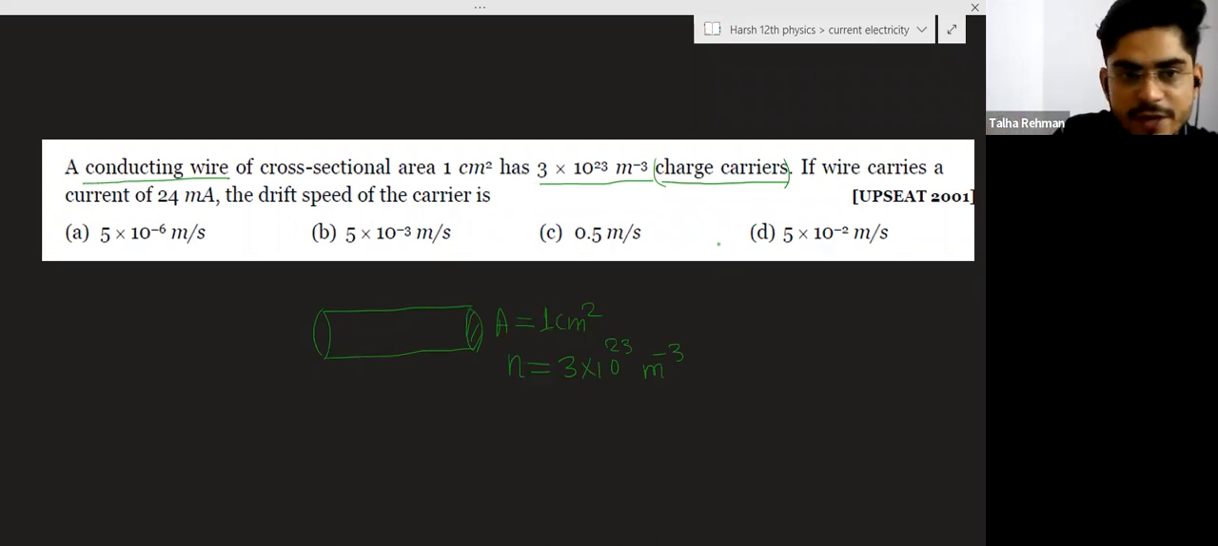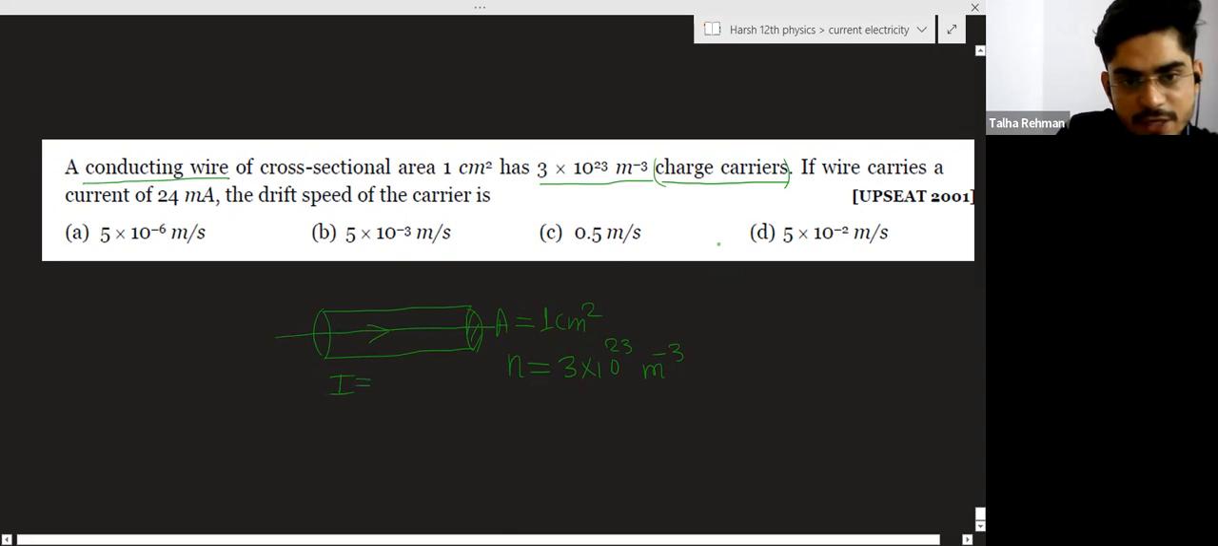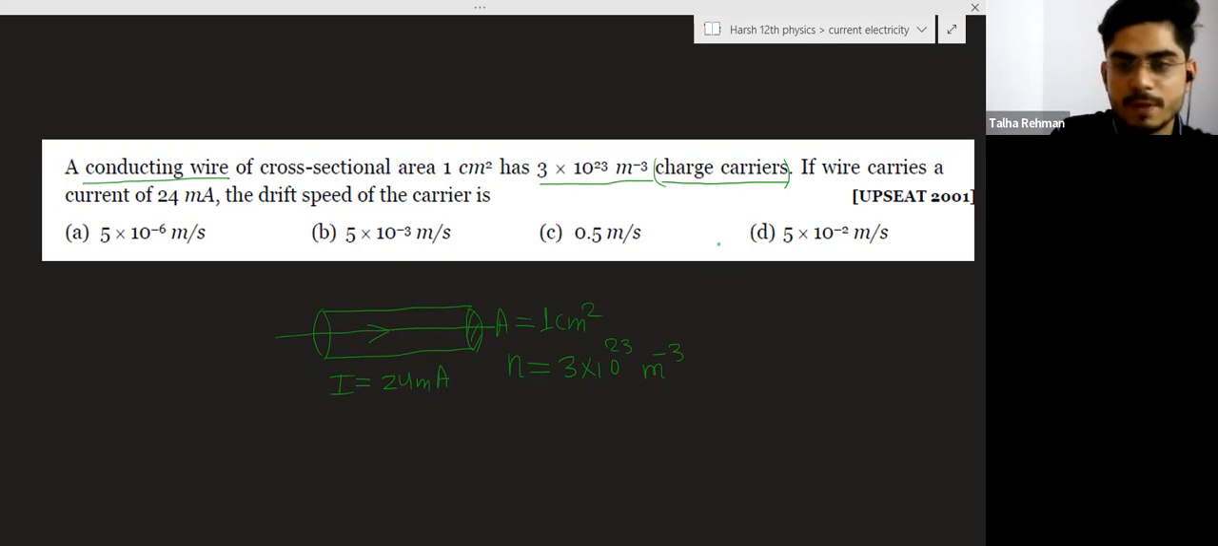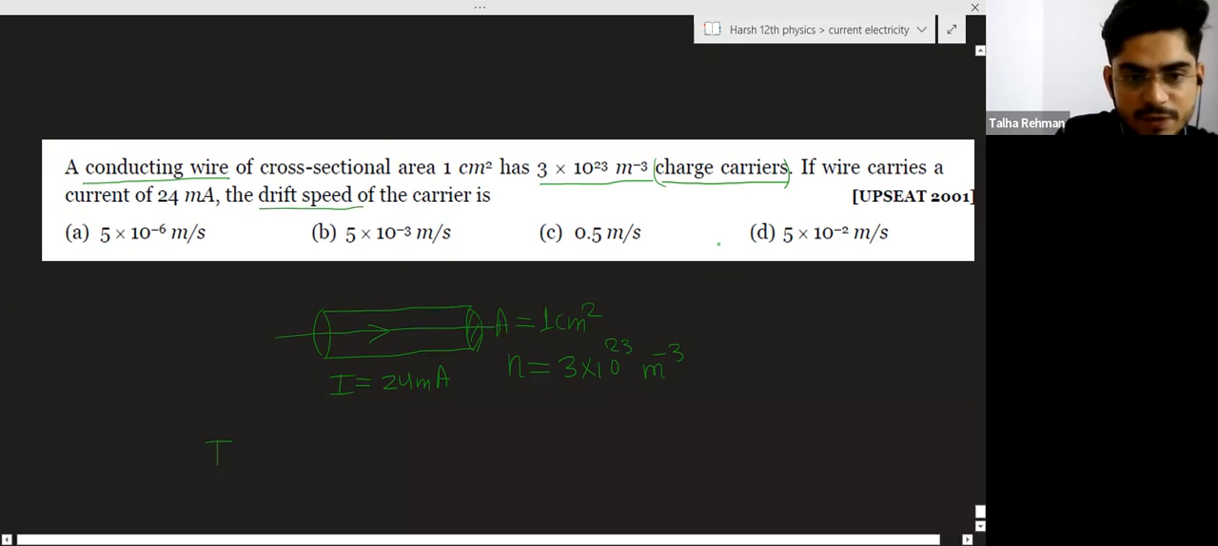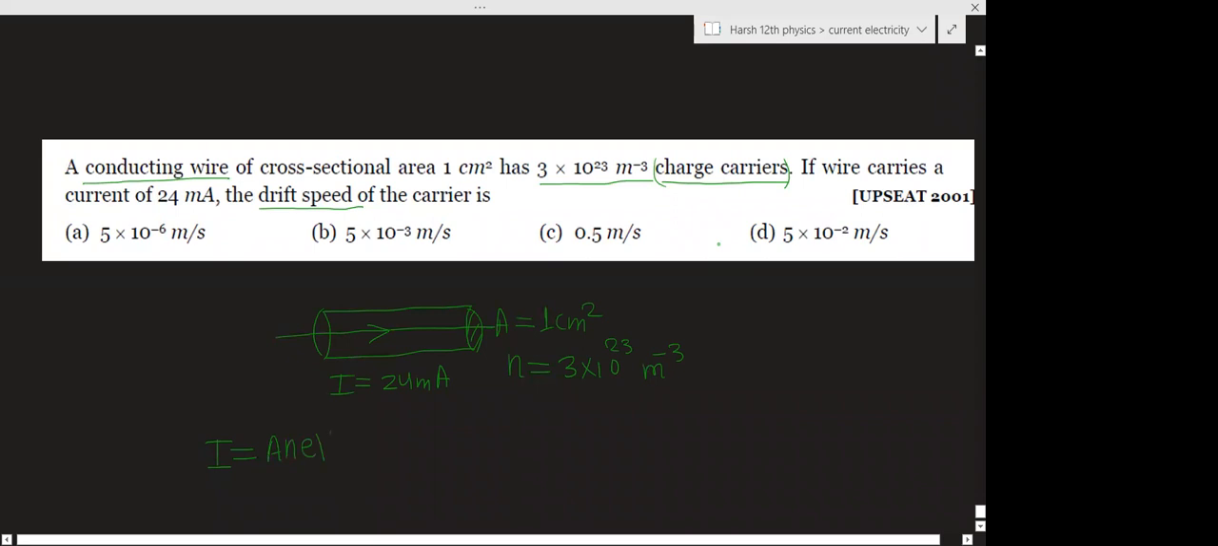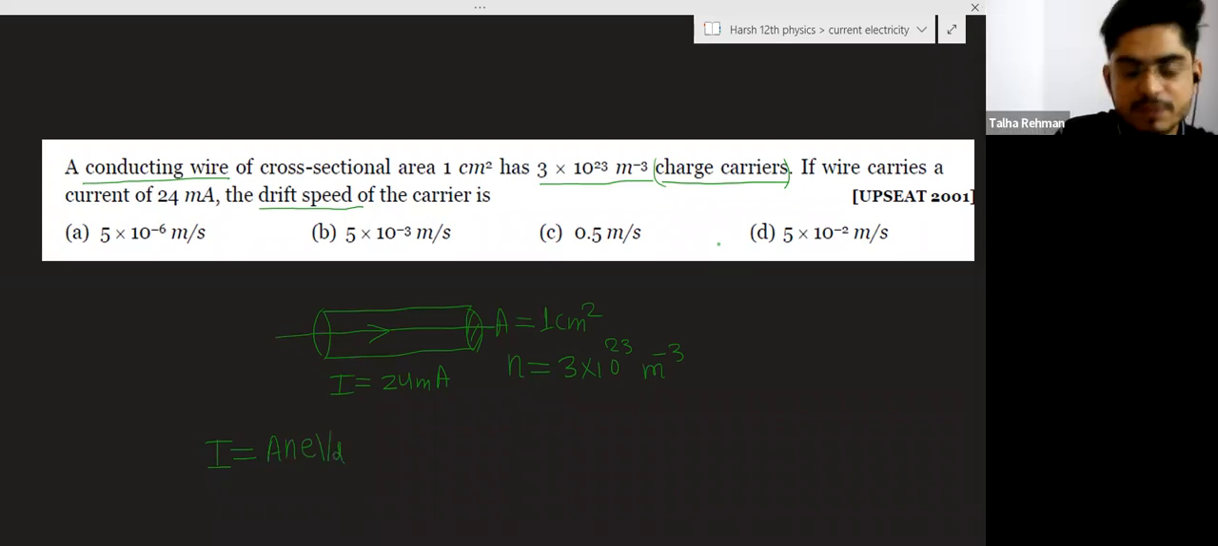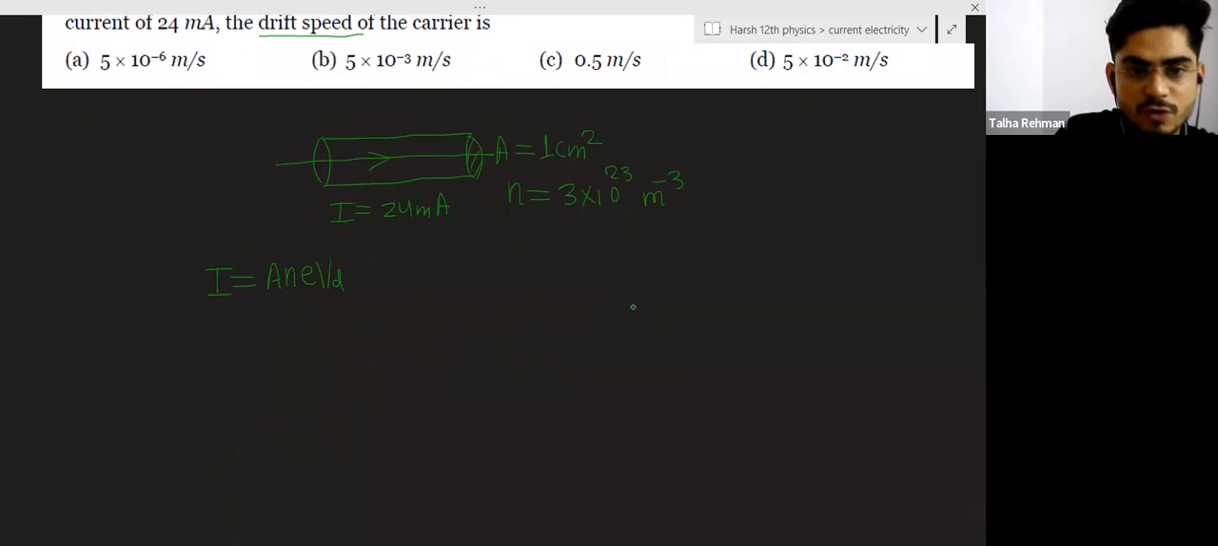So if the wire carries a current, and in this wire the current flowing is I, given as 24 milliampere. So we have to find the drift speed. We have the formula of drift speed: I is equal to A n e vd. Here vd means drift speed. So I is given as 24 milliampere.